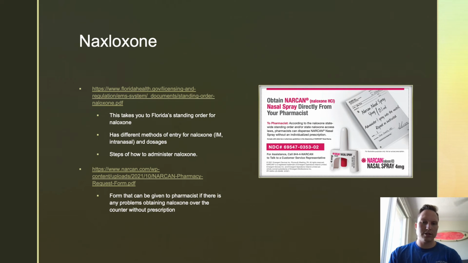And here's also a slip that you can give. There's a screenshot on the slide here, but I also provided a link that you can print out, and you can give that to the pharmacist if there's any issues.